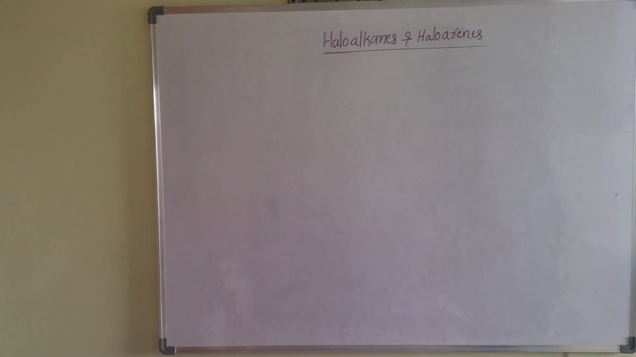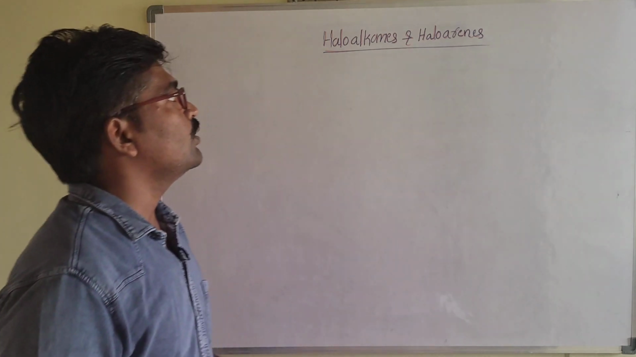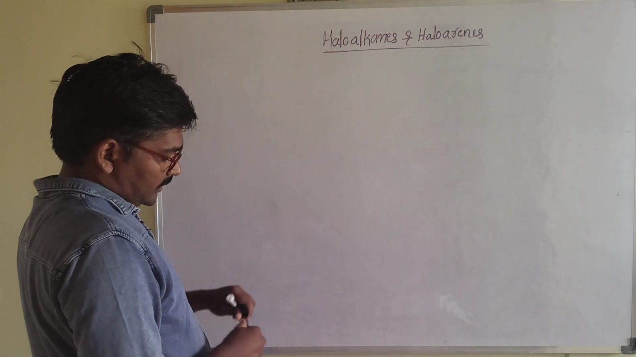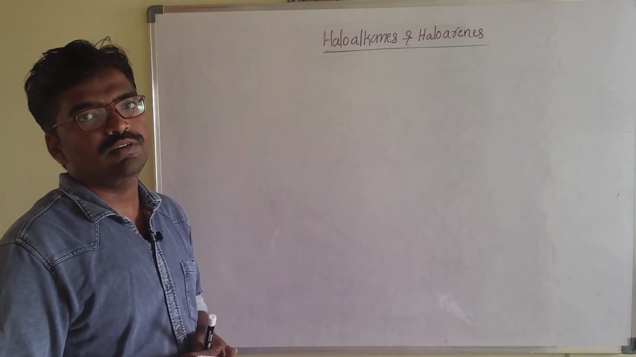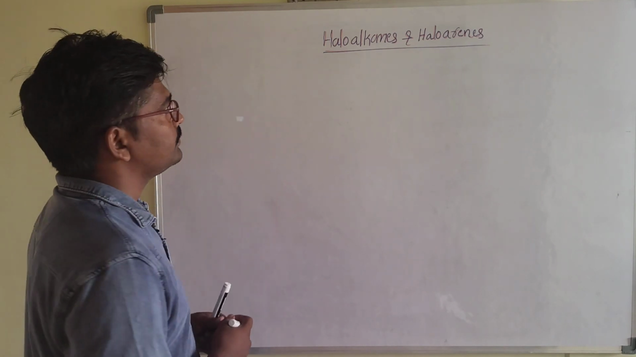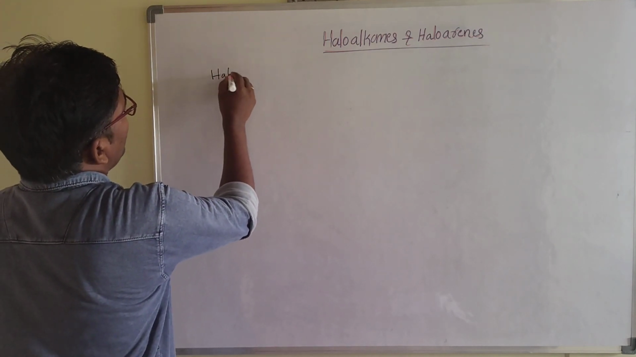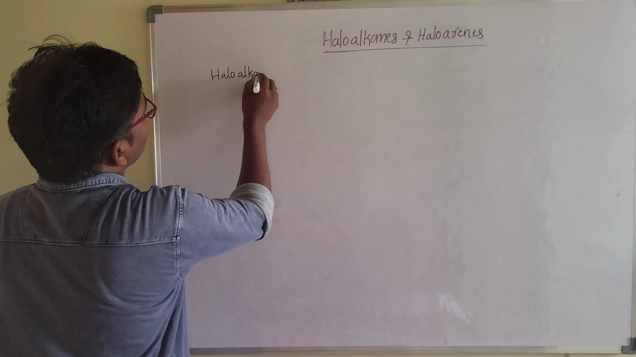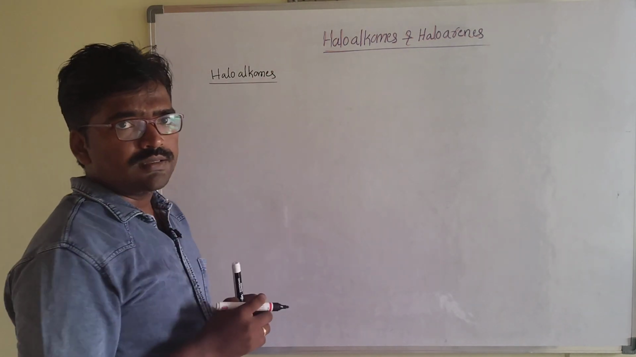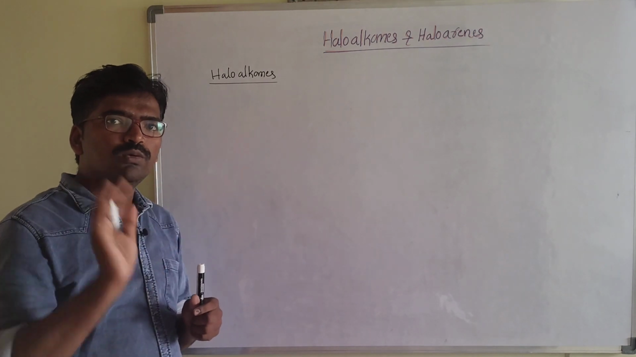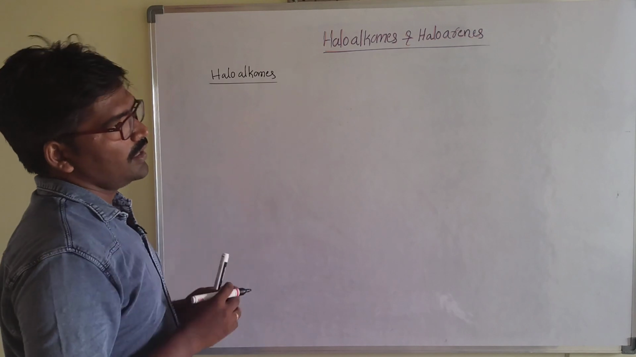Hello my dear students. Today we are going to discuss the haloalkanes and haloarenes chapter. In this, first, what is haloalkane? Then we have to discuss the classification of haloalkanes. What is haloalkane? In an alkane, if you remove one of the hydrogen atoms and add a halogen, then we call it a haloalkane.